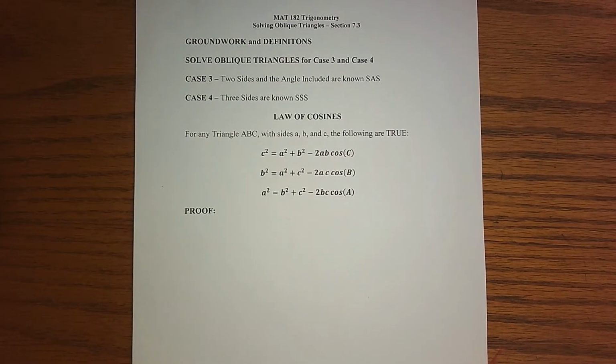Alright, you guys, so what we have are two more cases of oblique triangles. The law of sines actually handles case 1 and case 2, but we need a new law, the law of cosines, to handle case 3 and 4.